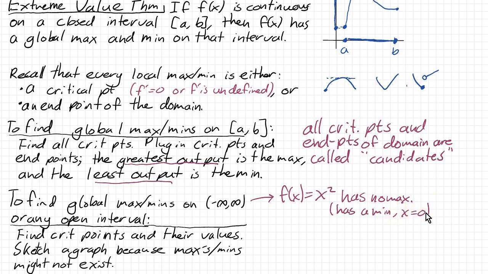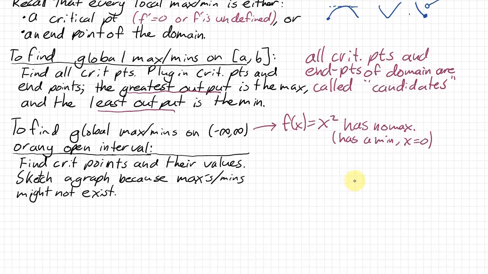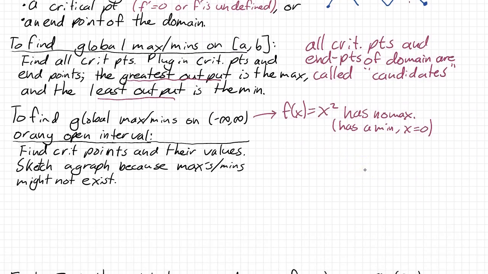X equals 0 makes f of 0 the smallest thing. So the theorem doesn't apply, so you kind of have to know what the graph is shaped like. X squared is shaped like this, and if you know that it goes off like that, approaching infinity in those directions, then you should conclude that it has no maximum.